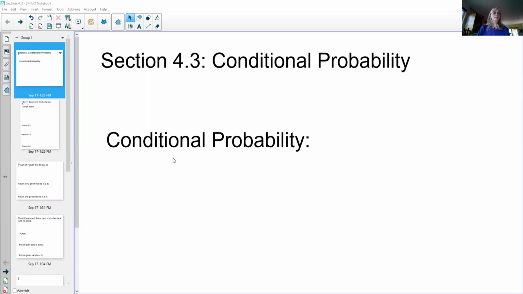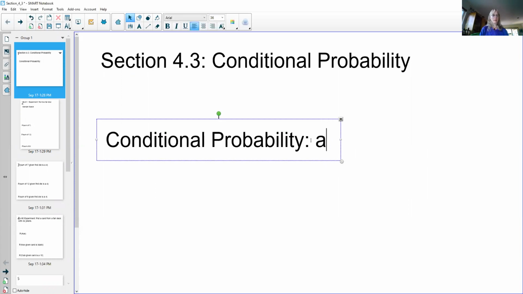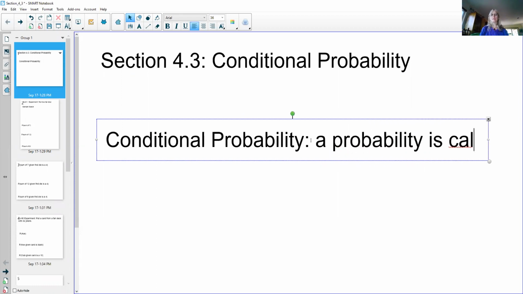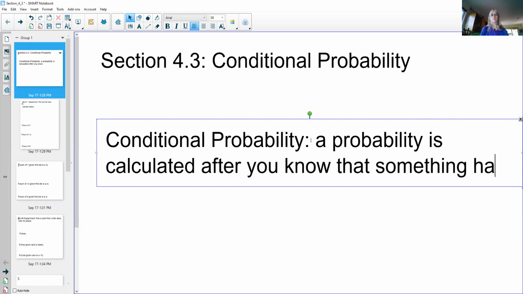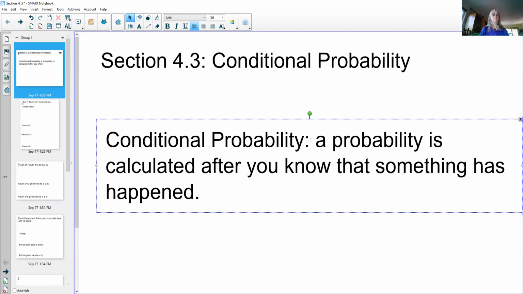So in this example, or this section, I should say, we're going to talk about what are called conditional probabilities. Conditional probabilities are where a probability is calculated after you know something has happened. So in other words, you're finding the probability of an event A given that something else has happened, maybe B. And this is known as conditional probability.